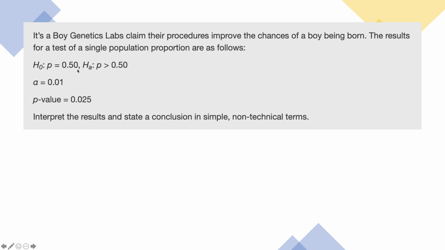The probability should be 0.5. That's the null hypothesis, and the alternative is that it's actually greater than 0.5. Alpha is equal to 0.01. The p-value comes out to 0.025. They're just telling you this. They're not doing the calculations. We will do calculations in a little bit. Interpret the results and state a conclusion in simple, non-technical terms. Go ahead, using stop and start, of course.